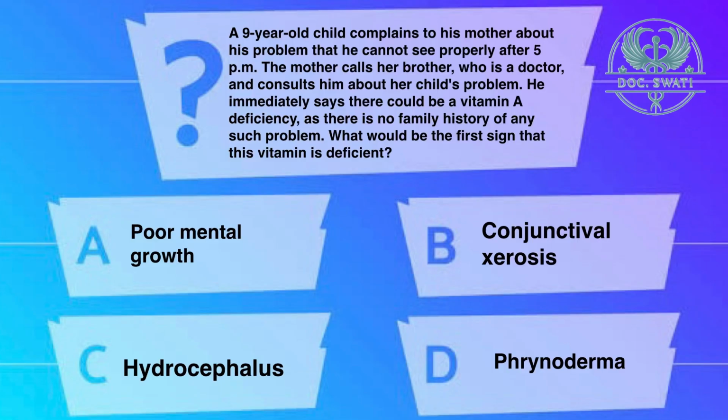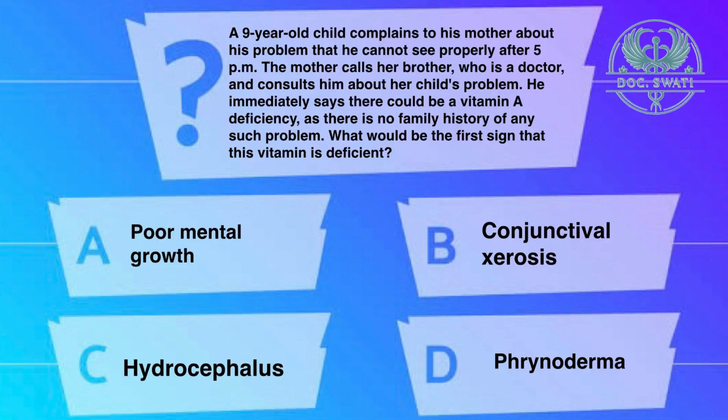Moving ahead to the next question, a 9-year-old child complains to his mother about his problem that he cannot see properly after 5 pm. The mother calls her brother, who is a doctor, and consults him about the child's problem. He immediately says that there could be vitamin A deficiency, as there is no family history of any such problems. What would be the first sign that the vitamin is deficient?